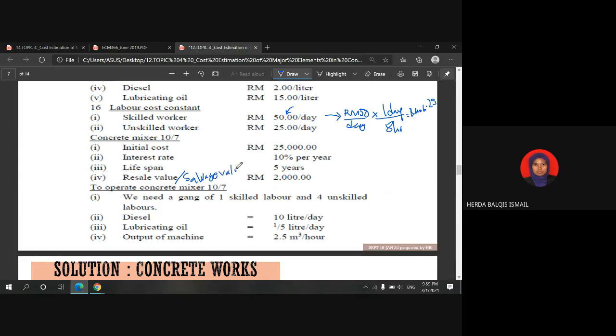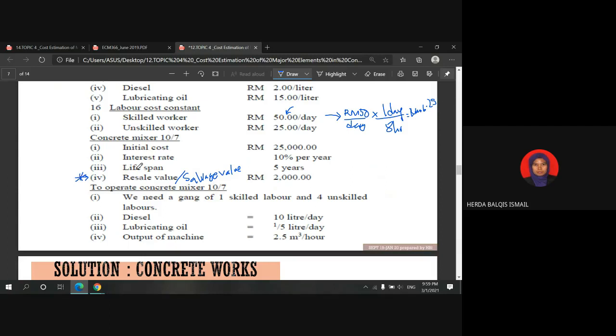So basically, resale value is the amount of money that the owner can get if, let's say, at the end of the lifespan of the equipment, the owner wants to sell the machine. The value that they can get is 2,000. So we will look into the implication of this resale value in our calculation later on.